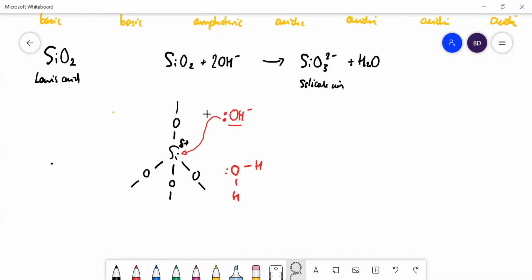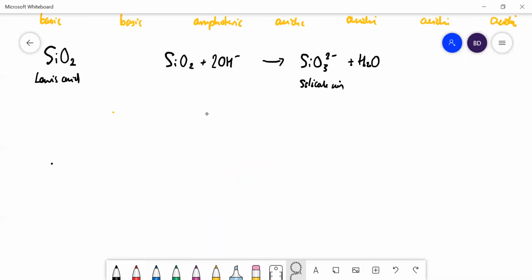Let's have a look at this silicate ion, which we've not come across before. If we think about silicon, it is just below carbon in group 4. So if we think of the CO3 2- ion, that is very familiar. That's obviously the carbonate ion. So the silicate ion is analogous to the carbonate ion, if you remember it that way.